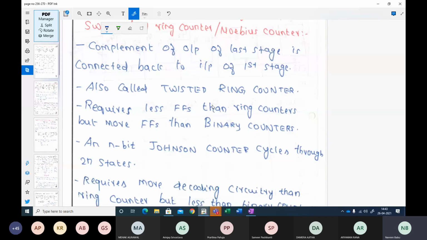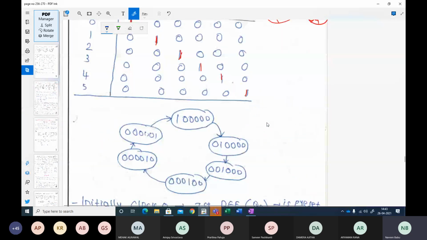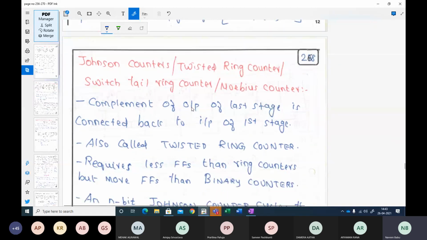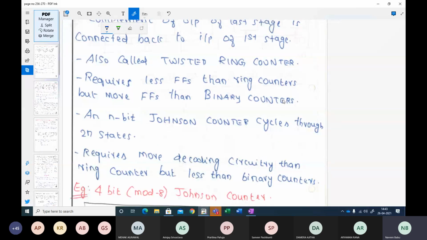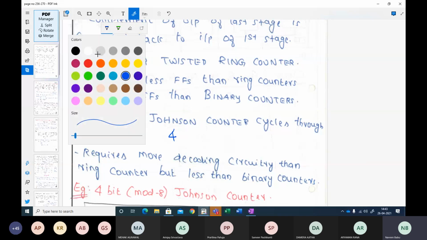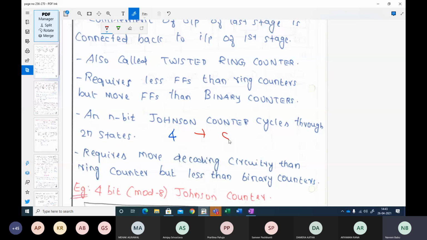The advantage with these Johnson counters is, though these are ring counters, they require fewer flip-flops than actual ring counters. Obviously, right? The disadvantage with the ring counter is that we are using a large number of flip-flops. We have to reduce this. Hence, Johnson found out another logic, and this is called a Johnson counter. If you have an n-bit Johnson counter, then it will cycle through 2 times n states. If you have a 4-bit Johnson counter, then you can cycle through 8 different states.